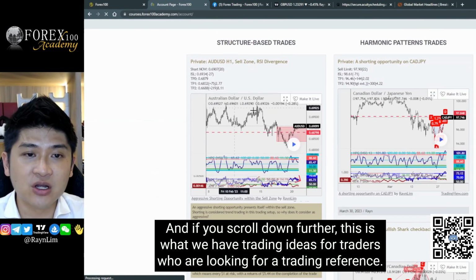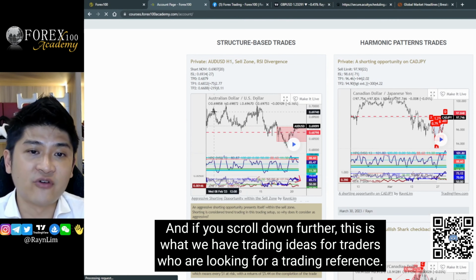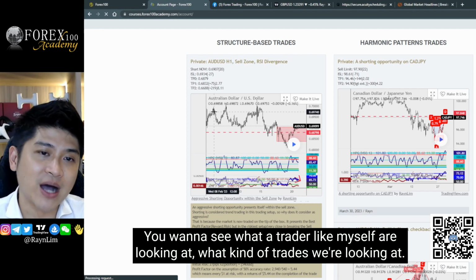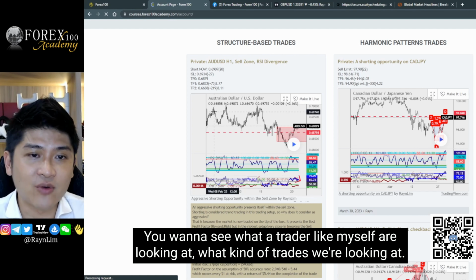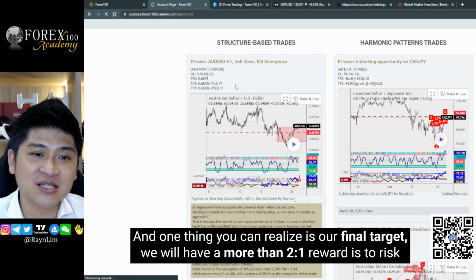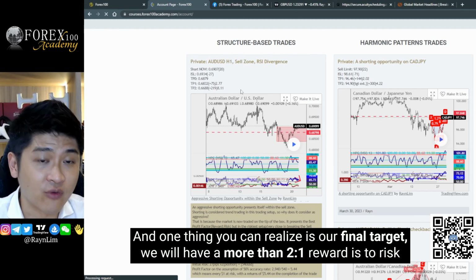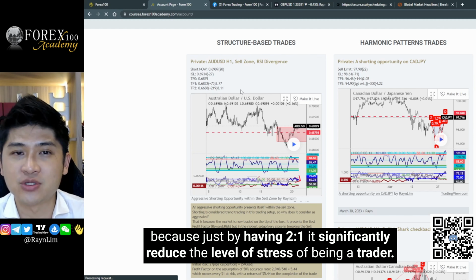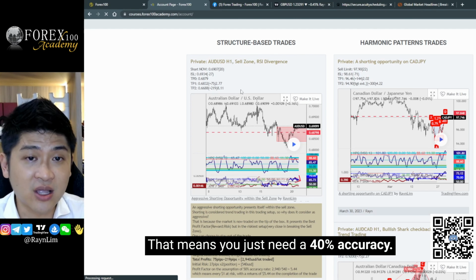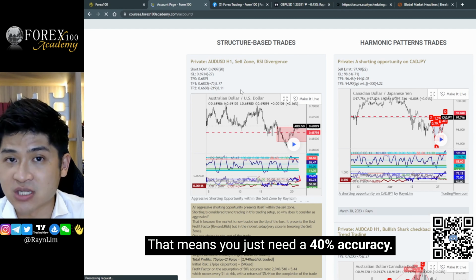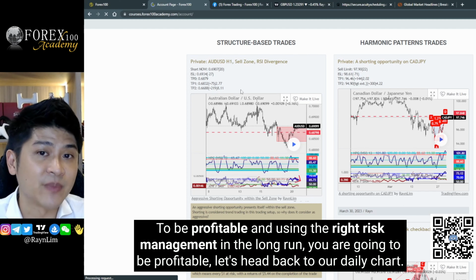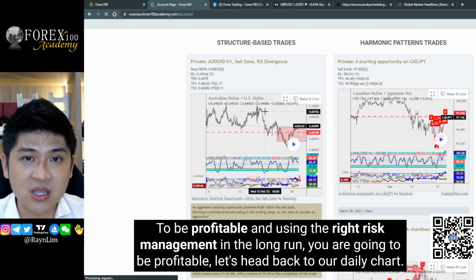And if you scroll down further, this is what we have: trading ideas for traders who are looking for a trading reference. You want to see what a trader like myself is looking at, what kind of trades we are looking at. And one thing you can realize is our final target will have more than 2:1 reward to risk, because just by having 2:1, it significantly reduces the level of stress of being a trader. That means you just need a 40% accuracy rate to be profitable. And using the right risk management, in the long run, you are going to be profitable.